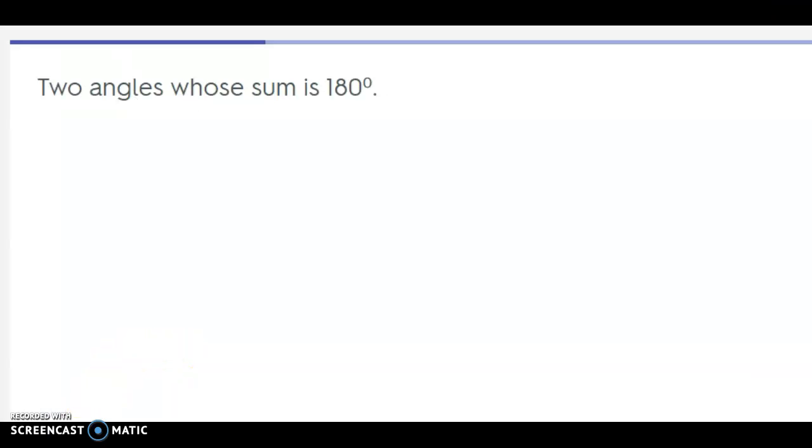What do you call two angles whose sum is 180 degrees? Remember, it's the angle that is a straight line is also what this is called. I'll give you a minute to think about it. Is the answer supplementary or complementary? Two angles whose sum is 180 degrees.